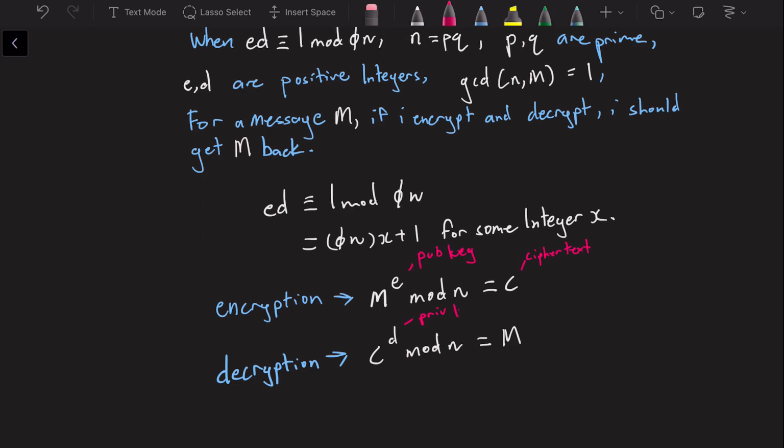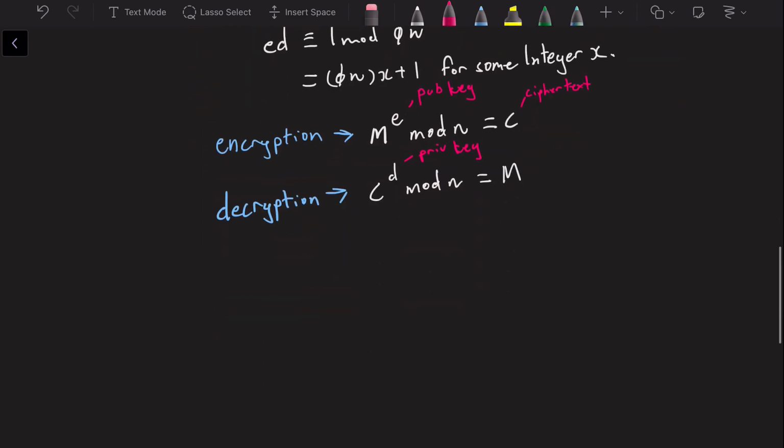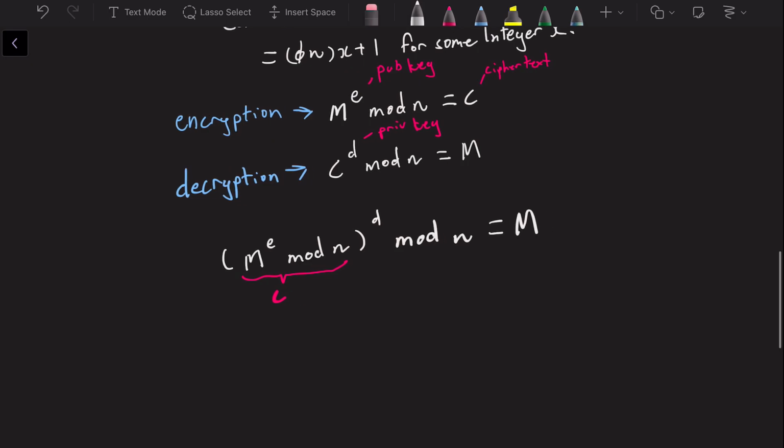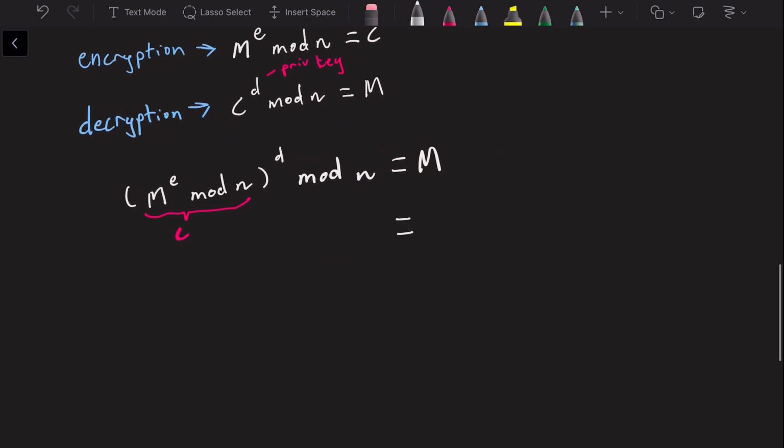Now we need to prove that if I encrypt m with e and then decrypt with d, I should get back the same m. To do this, we can write m to the power of e mod n, to the power of d, where m to the power of e mod n is the ciphertext, mod n equals m, the original message. We can rewrite this as m to the power of ed using the modular exponentiation rule.